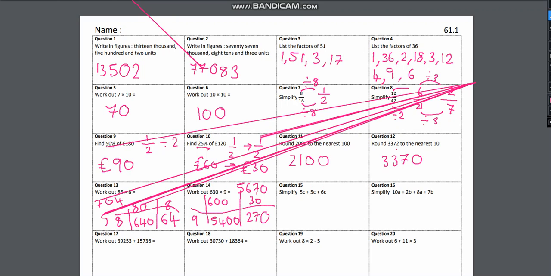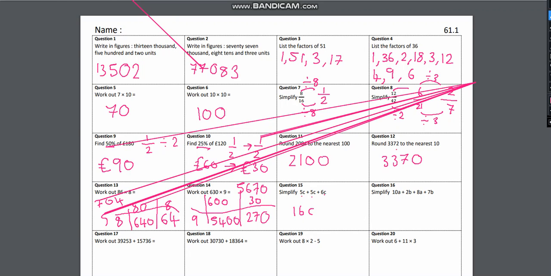Okay? Next one says simplify 5c plus 5c plus 6c. So basically we've just got 5 lots of c, another 5 lots of c, and 6 lots of c. So we just have to add up these numbers in front of the c's, and then put a c after it. So 5 plus 5 is 10, plus the 6 is 16. So in total I've got 16 c's.